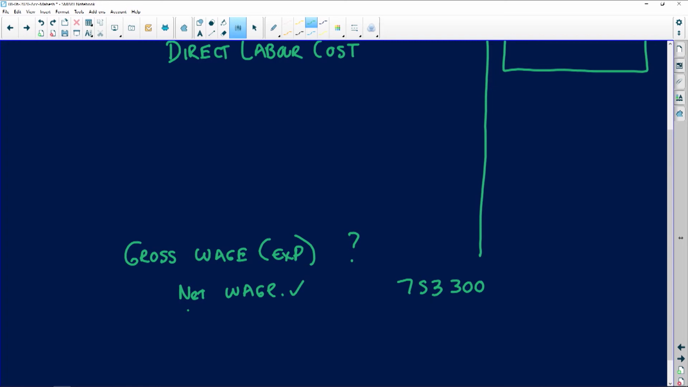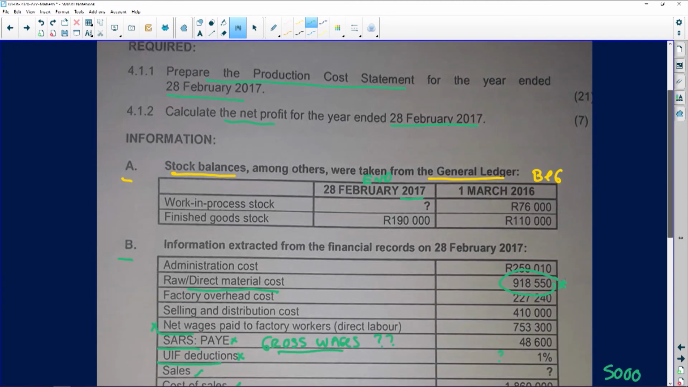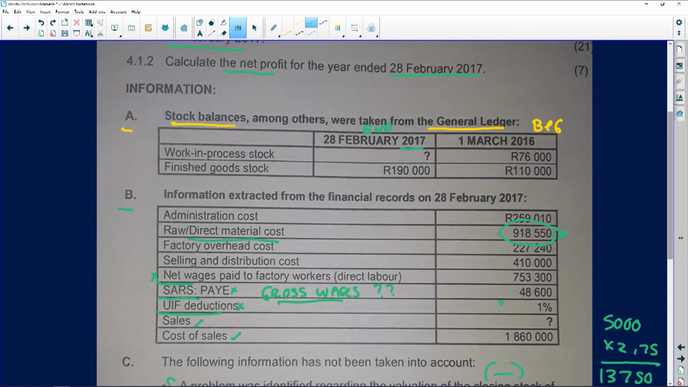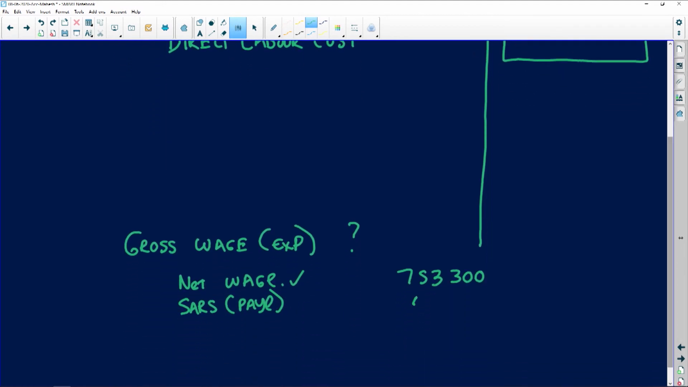Right, then we've got SARS, that is also given to us. So PAYE, the amount of tax that was deducted. So again, let's find that amount, and let's take that amount through. So SARS PAYE, 48,600. Okay, so an amount of 48,600. That amount is given to me.